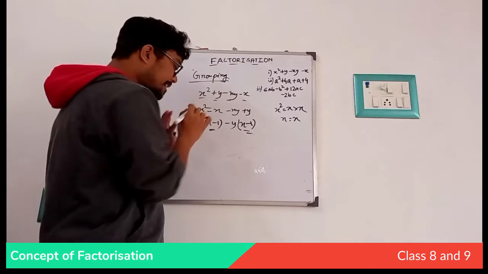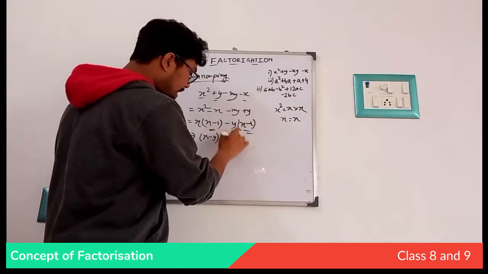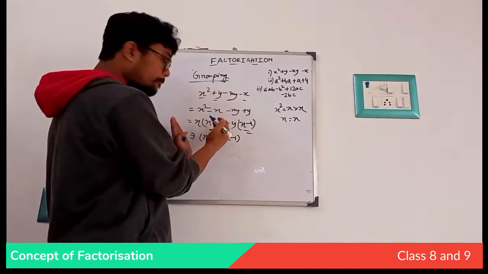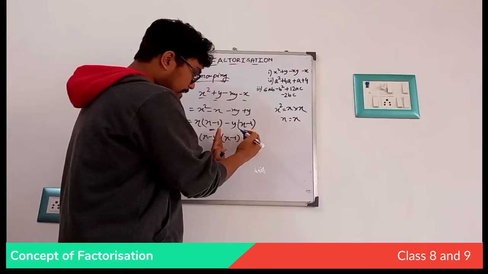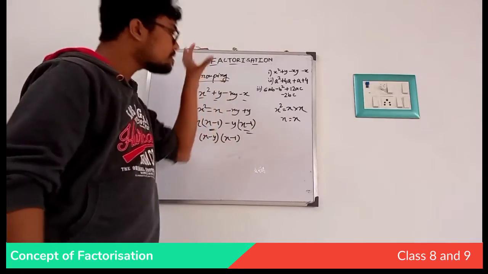So we can write this x minus y and x minus 1. So this is a common part, x minus 1, we are taking out from x minus 1 common part, x minus 1, and the remaining part is x minus y. This is the actual process of grouping.